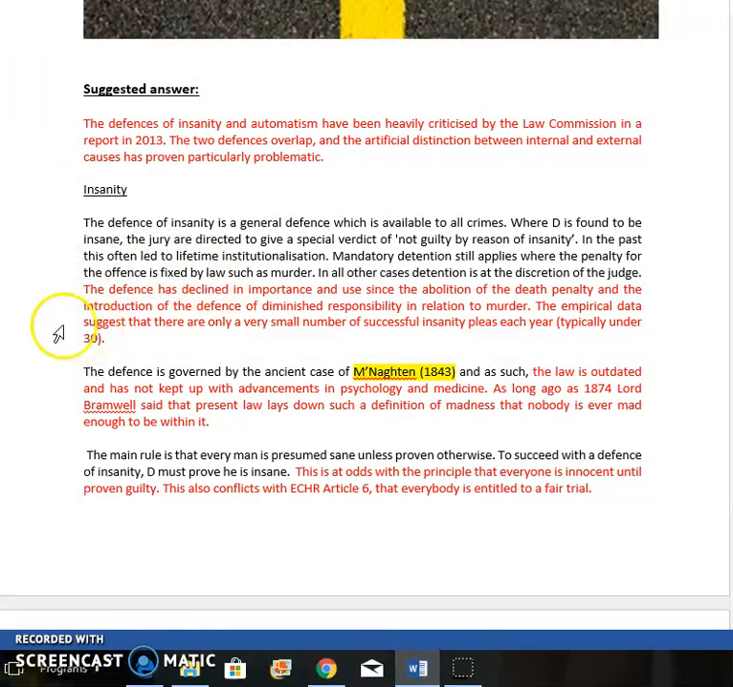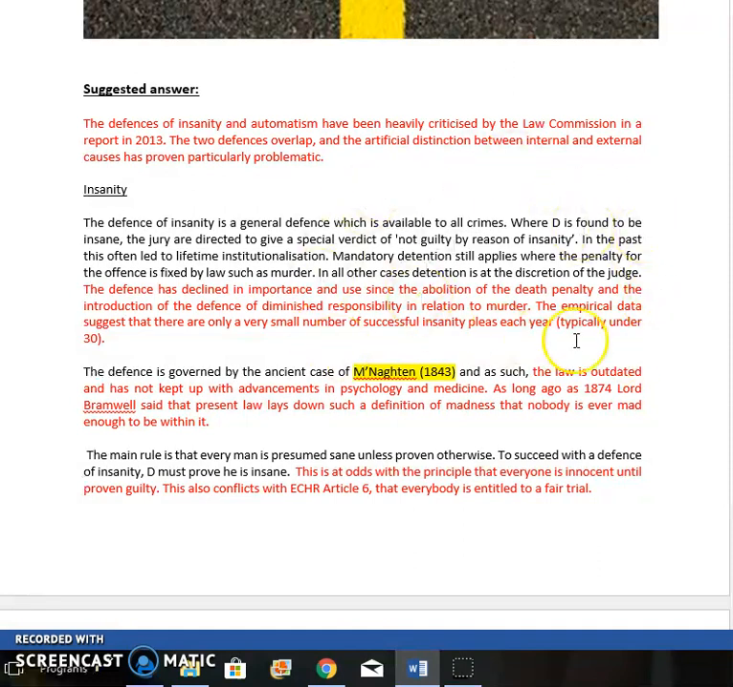Some AO2 points here, these are evaluative or analytical points. I'm pointing out that the defence isn't as important as it used to be because we now don't have the death penalty. We also have diminished responsibility as a defence. That came from the Homicide Act, and it was amended by the Coroners and Justice Act. So we now have this defence, which can be relied on for a murder charge as well. And because of that, the defence of insanity has actually reduced in importance, perhaps. If you look at the data, there's only a very small number of successful pleas each year, typically under 30.